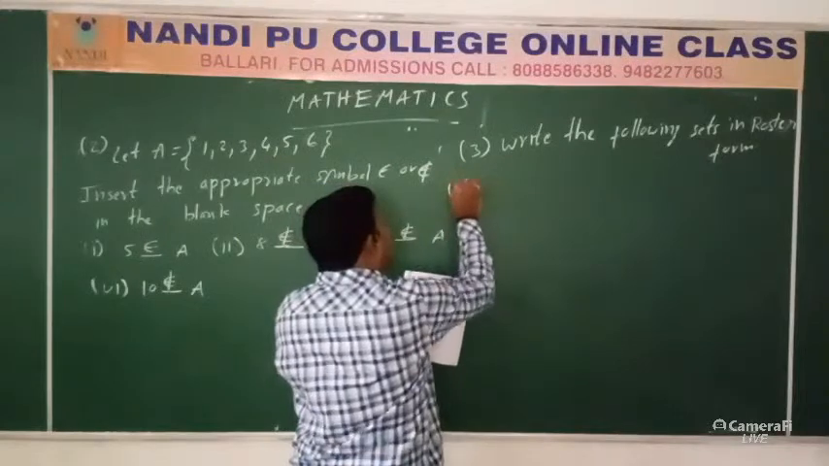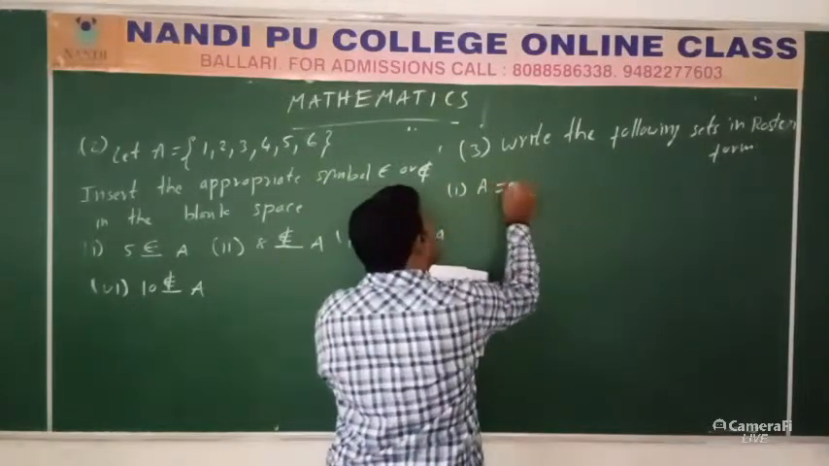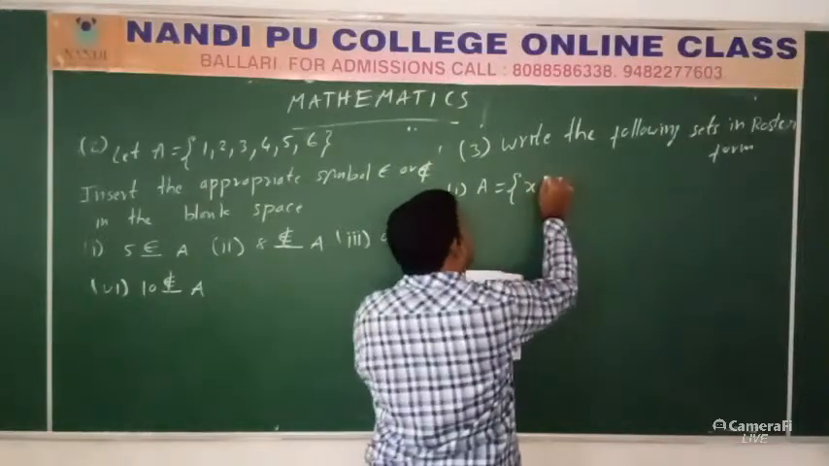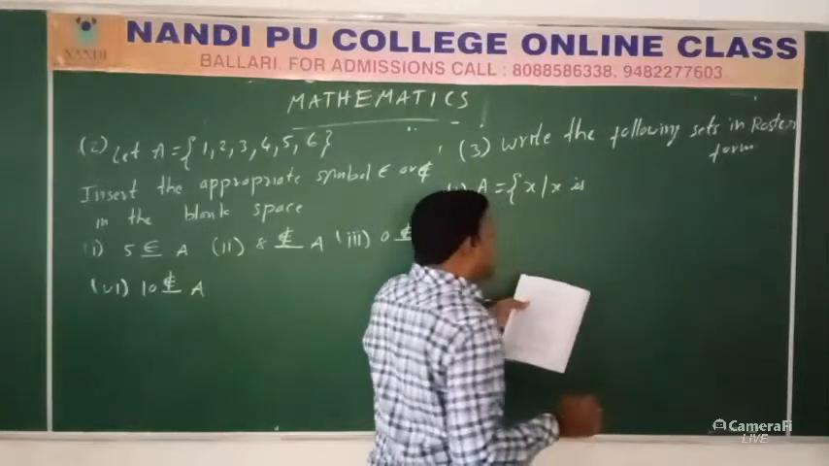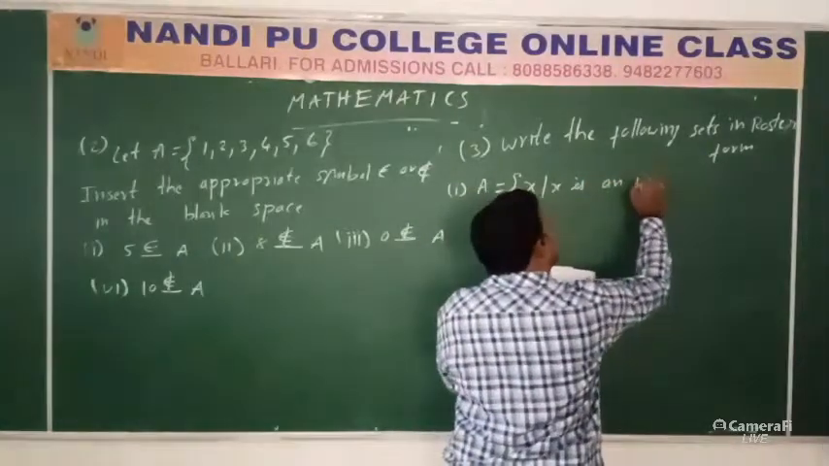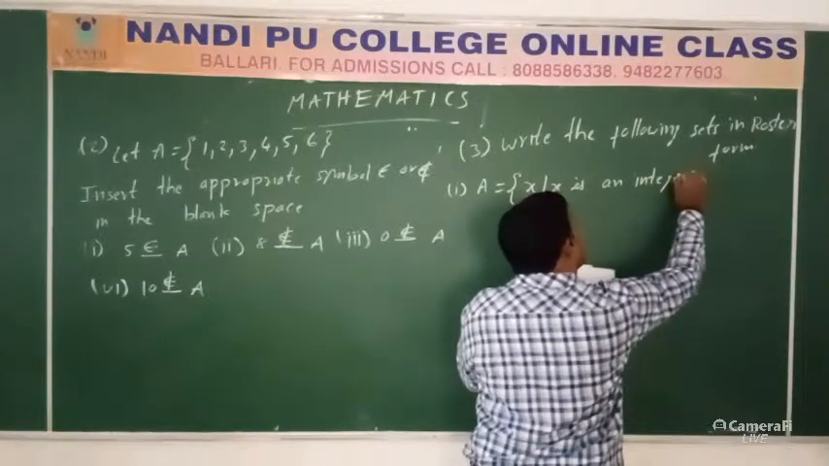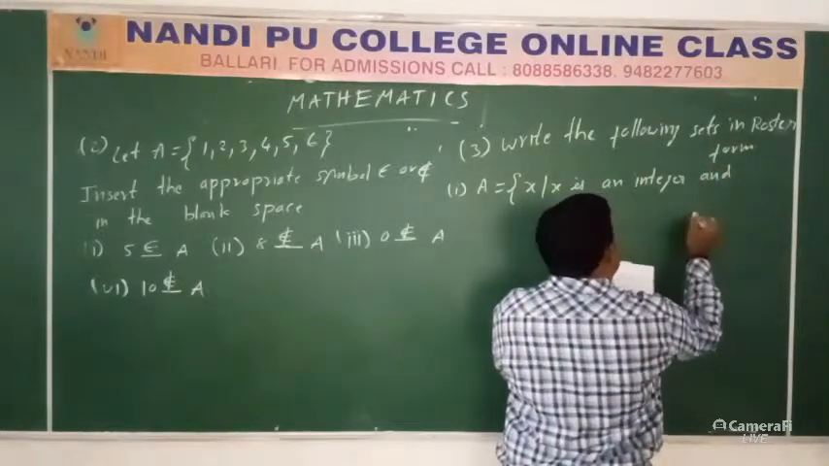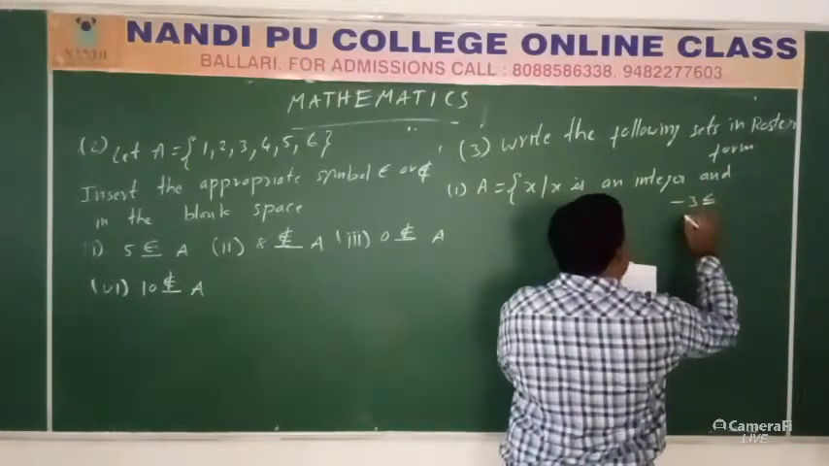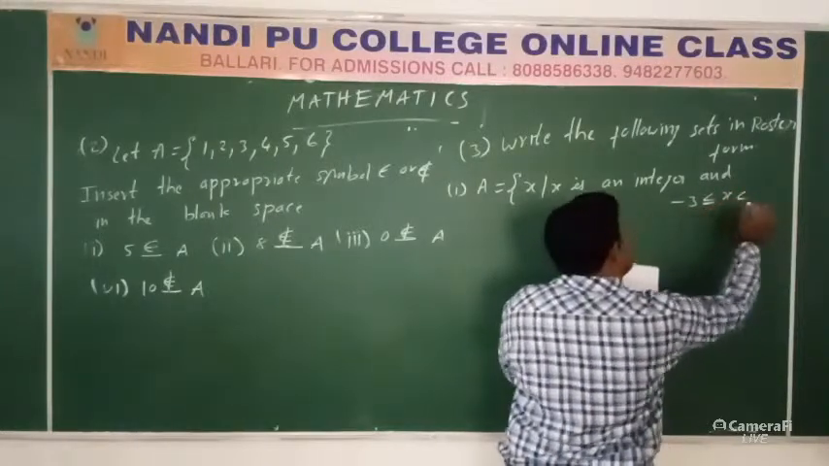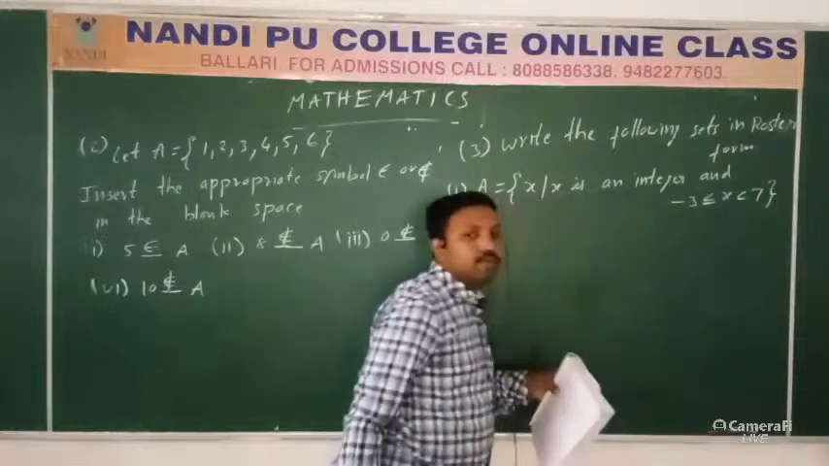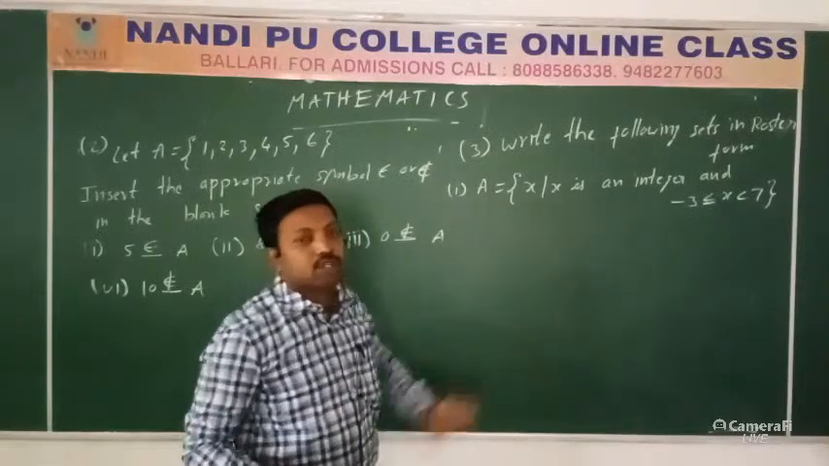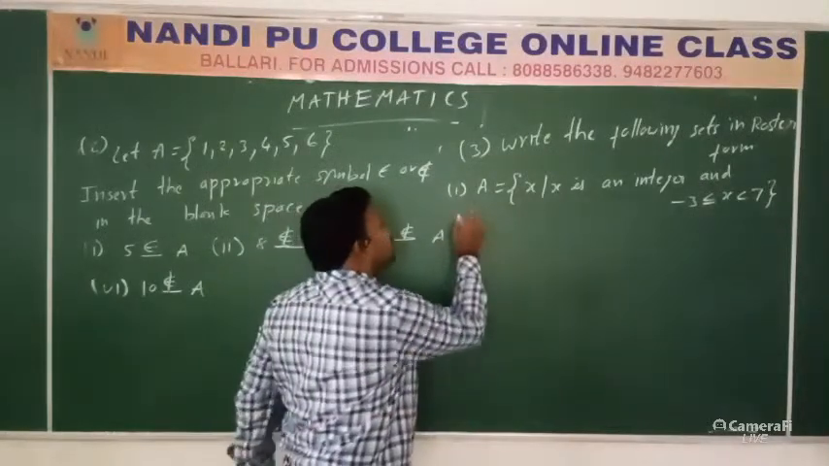First one, A is equal to the set of x such that x is an integer and minus 3 is less than or equal to x, which is less than 7. That means they are given in set builder form and they are asked in roster form, right? So let us see the answer.